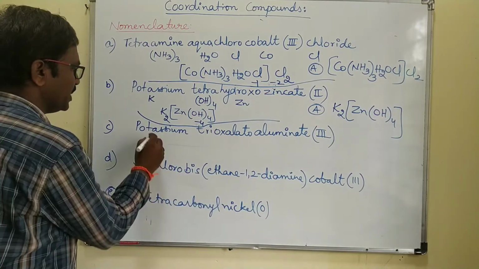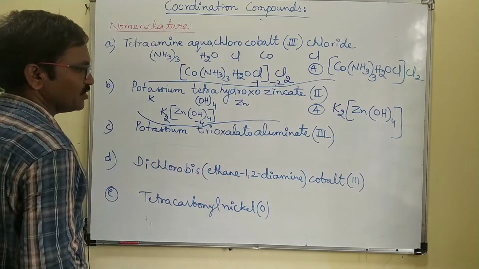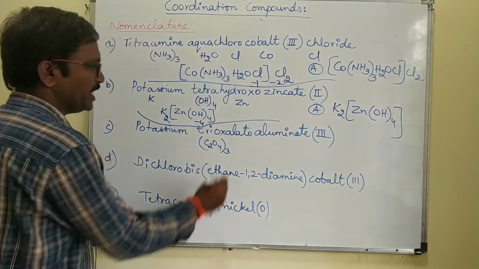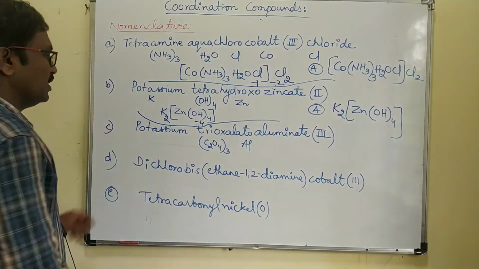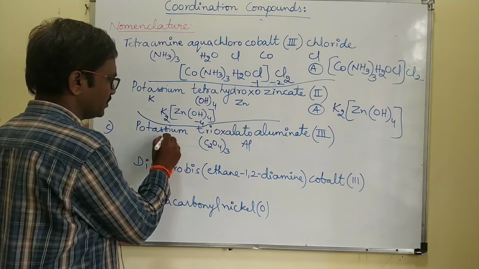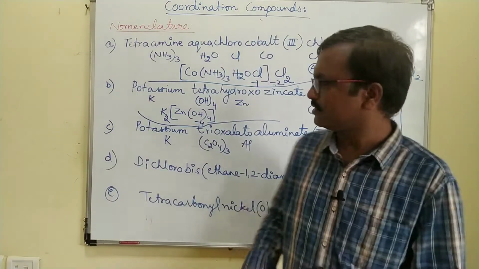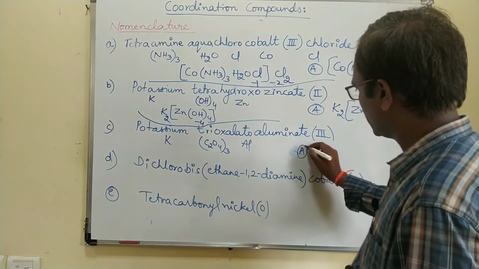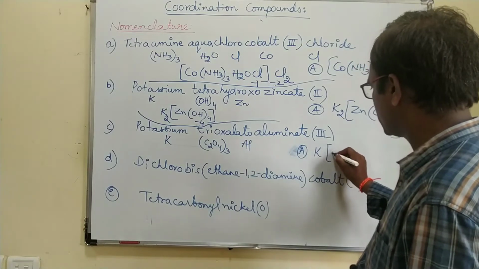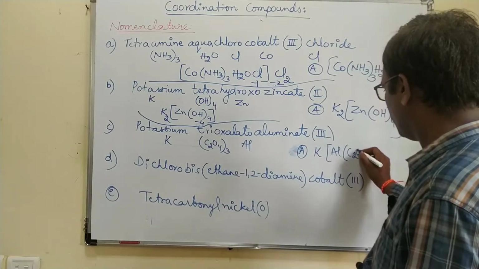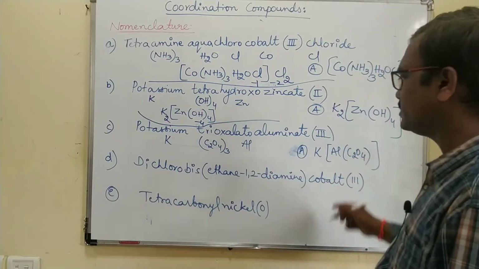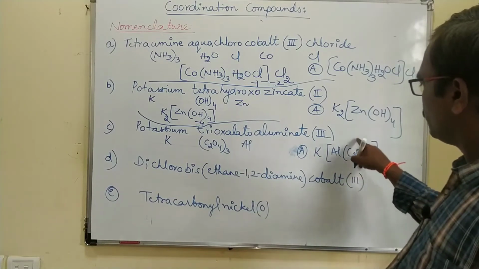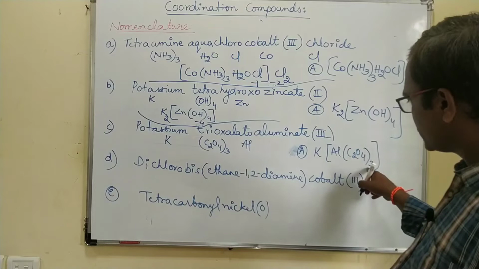Potassium trioxalatoaluminate. Potassium K, trioxalato, C2O4 taken thrice, oxalato, aluminate Al. Right. So potassium K, by adding all these 3 you can write it. Right. So potassium K, what is the answer? Potassium complex Al, C2O4. What is the charge on the oxalate? They have given trioxalato. So C2O4 becomes minus 2, so minus 6.